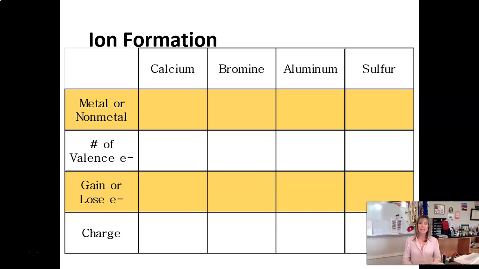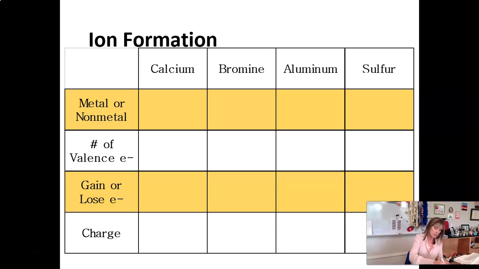Okay, so calcium, if we fill in this chart, calcium is what? A metal or a nonmetal? It's on the left-hand side of your periodic table, so it's a metal. How many valence electrons does it have? Well, if you look in its group, group 2 has 2 valence electrons, so it's easier to lose those 2 electrons. So it's going to lose 2 electrons, and it will have a +2 charge.